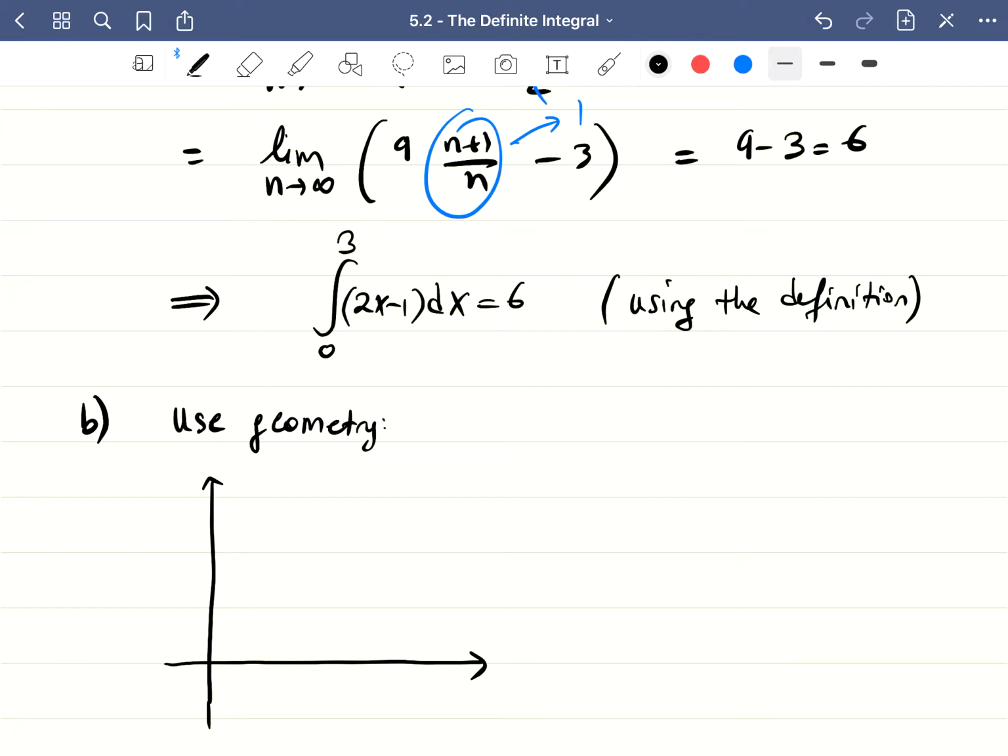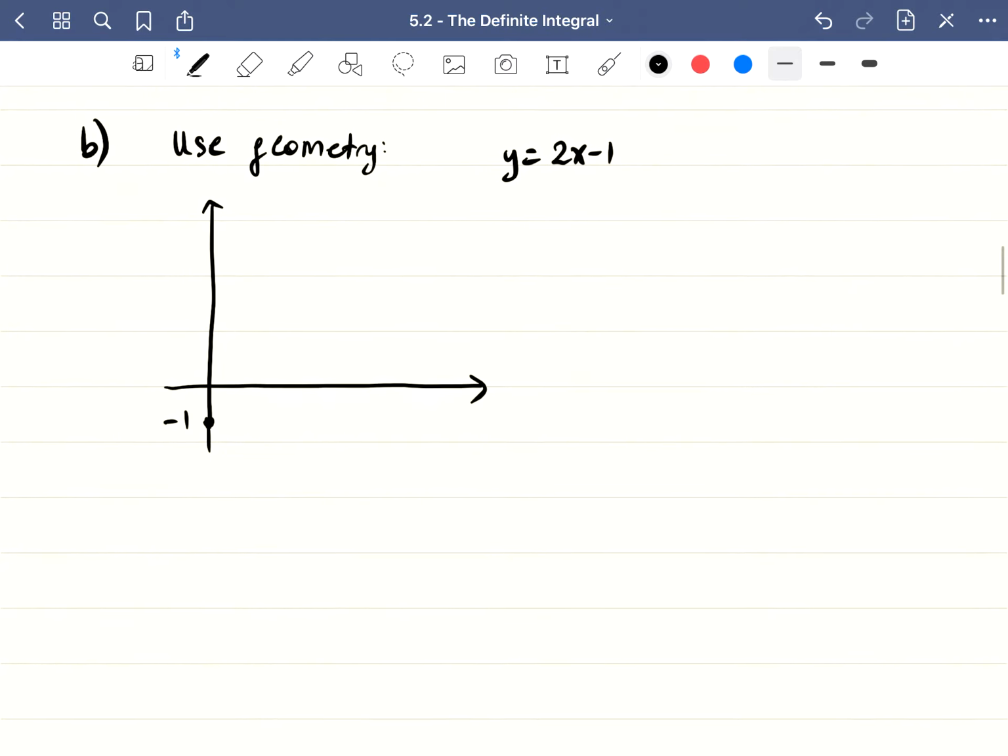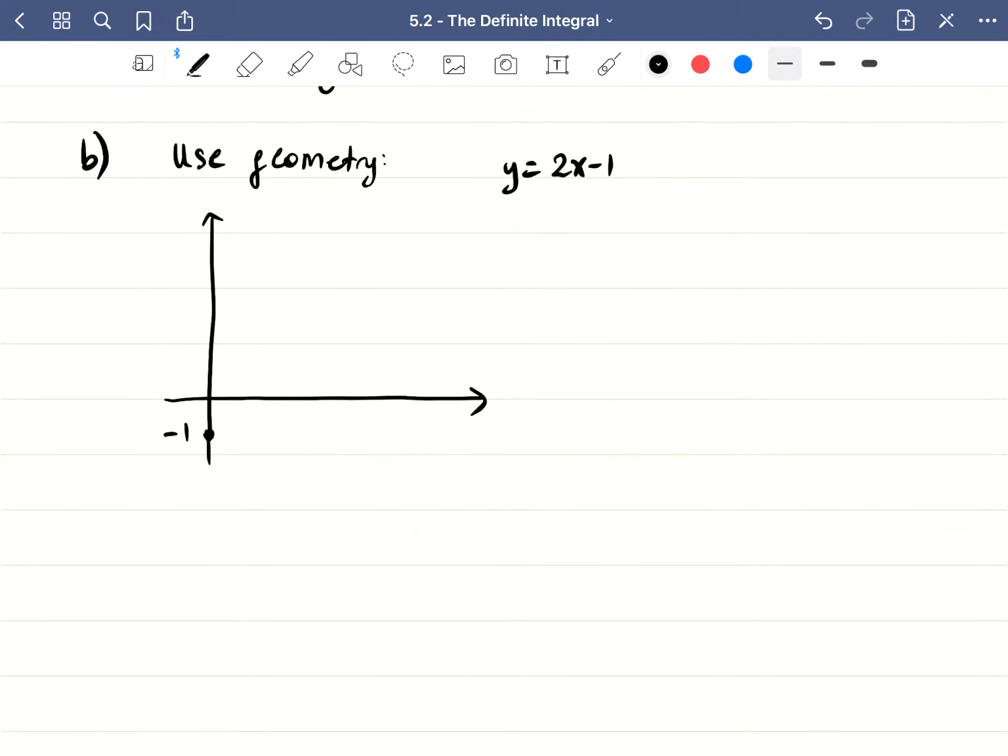So I have the function y is equal to 2x minus 1. If you plug in x equals 0, you get negative 1. So let's say negative 1 is somewhere here. And when x is equal to 3, y is equal to 2 times 3 minus 1, which is 5. So let's say that this is 5. This is the value of the function. So this is a line, so I have to just join these 2 points.